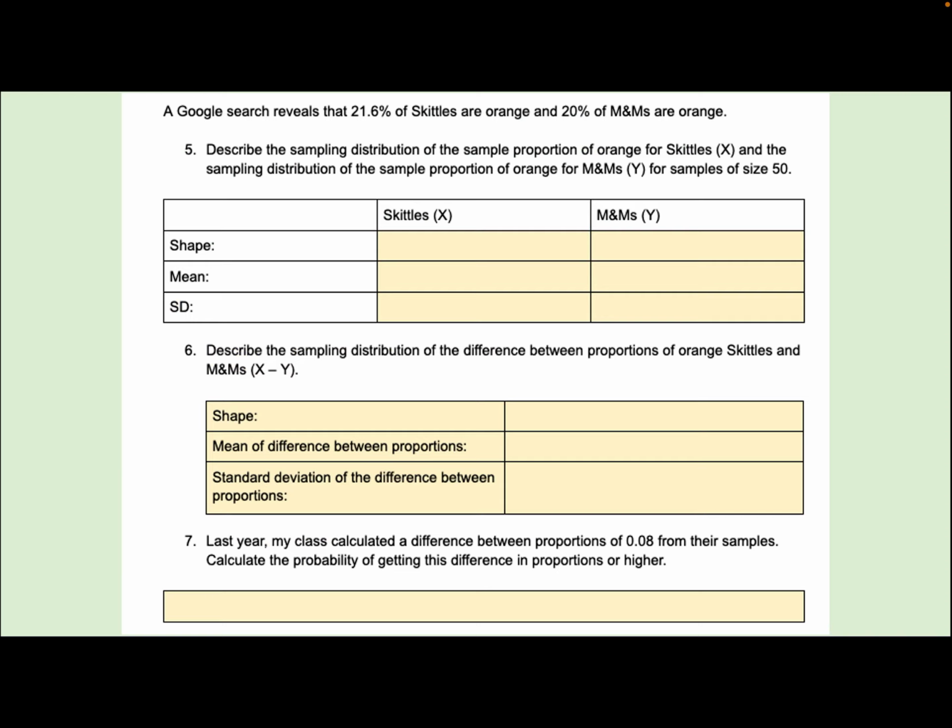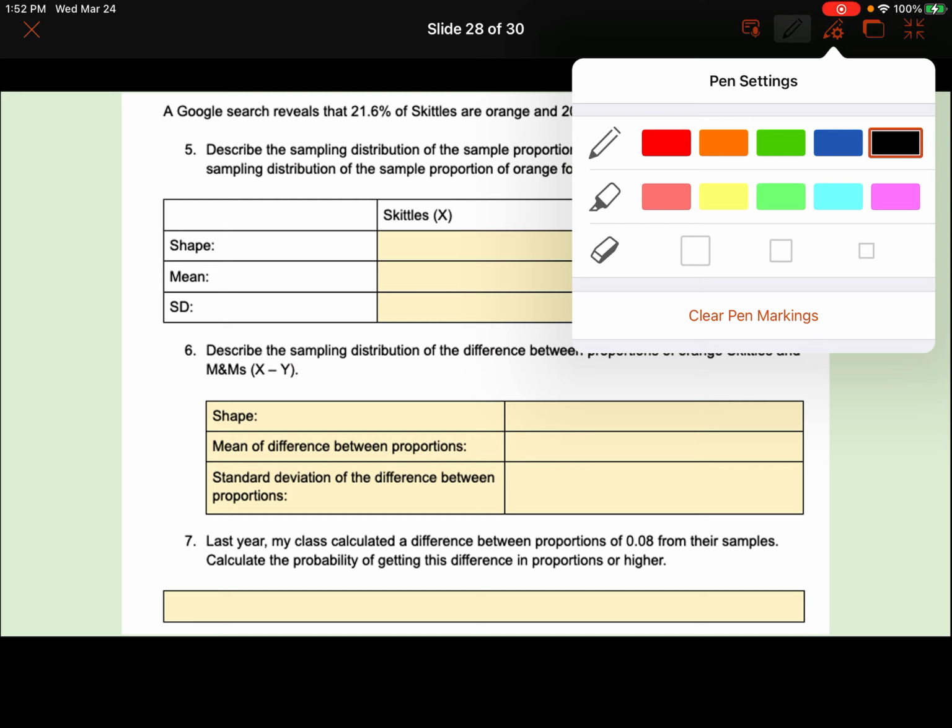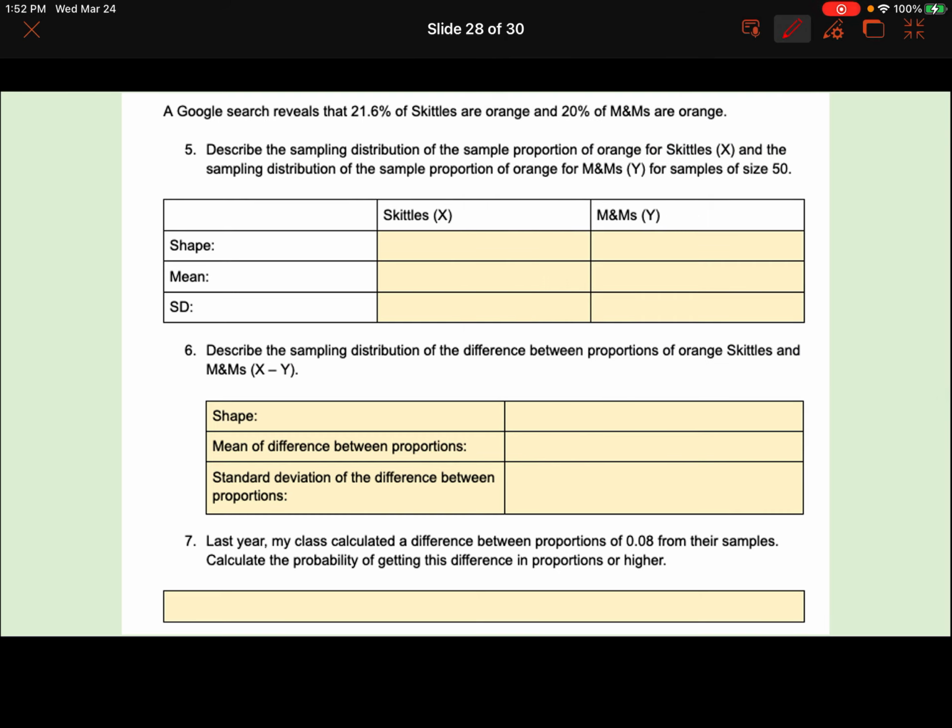A Google search reveals that 21.6% of Skittles are orange and 20% of M&Ms are orange. So we're going to assume these claims are true, that they describe accurately the population. So P, no hat, just regular P, with a subscript of S for Skittles, is 0.216, and P sub M for M&Ms is 0.20.